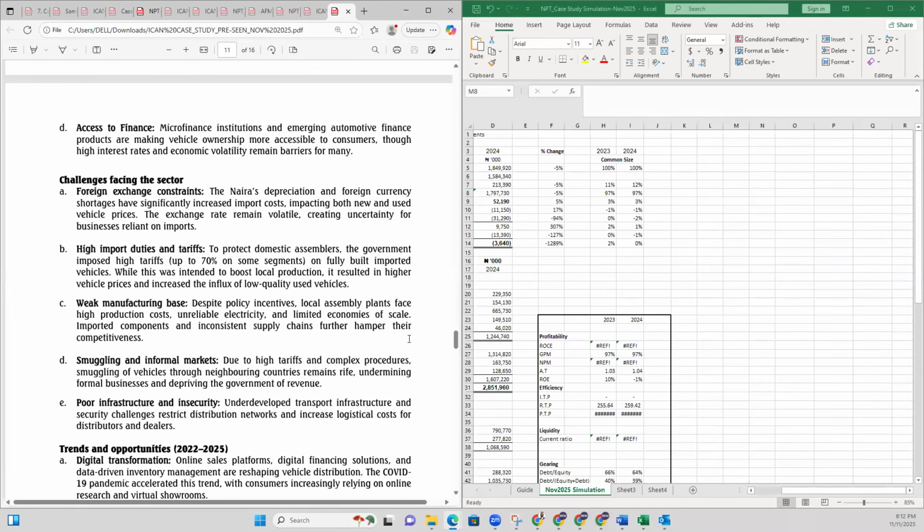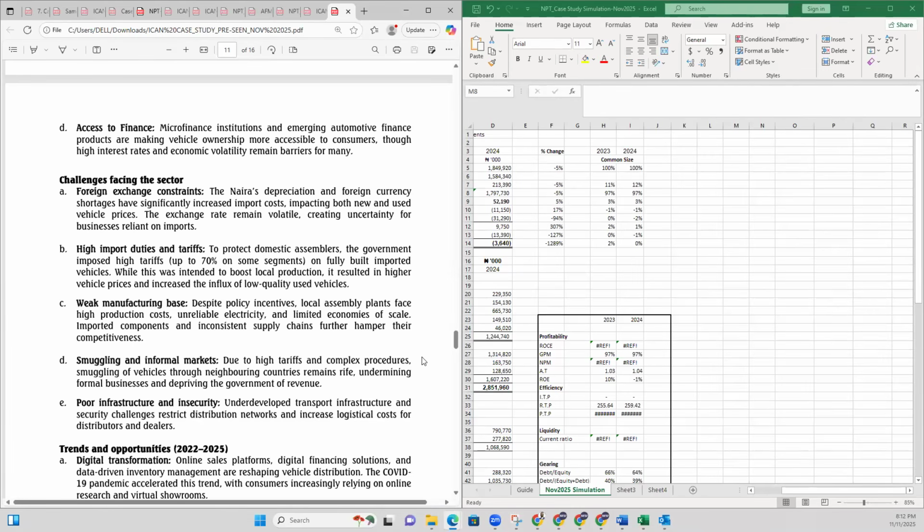Challenges facing the sector. A. Foreign exchange constraints. The naira's depreciation and foreign currency shortages have significantly increased import costs, impacting both new and used vehicle prices. The exchange rate remains volatile, creating uncertainty for businesses reliant on imports.